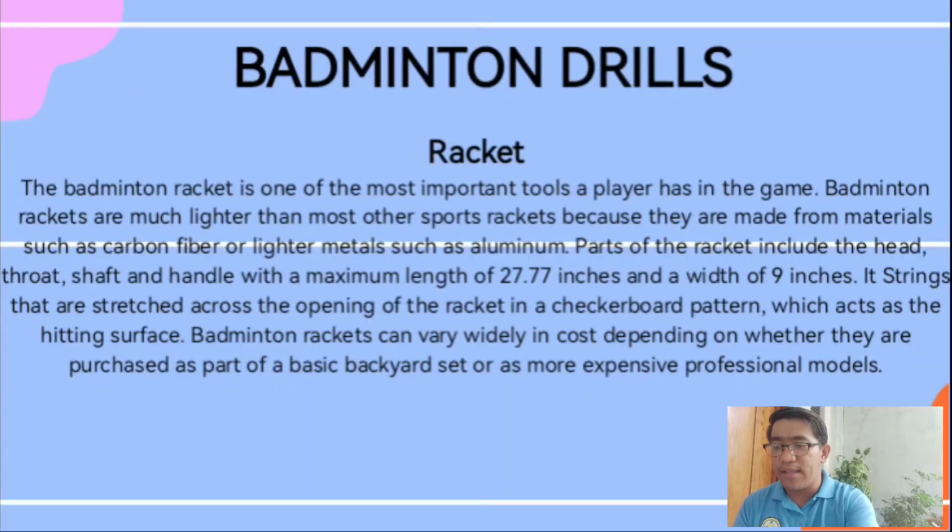Badminton rackets are much lighter than most sports rackets because they are made from materials such as carbon fiber. Ulitin ko, ang racket ay gawa sa carbon fiber or lighter metals such as aluminum. Parts of the racket include the head, throat.